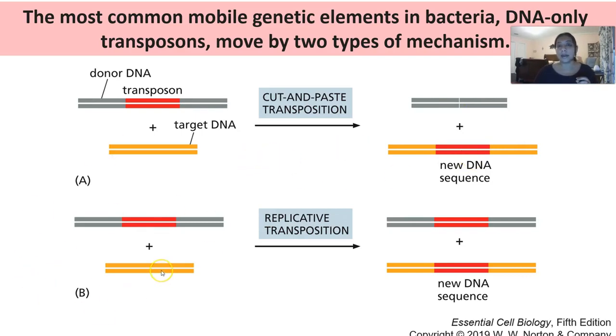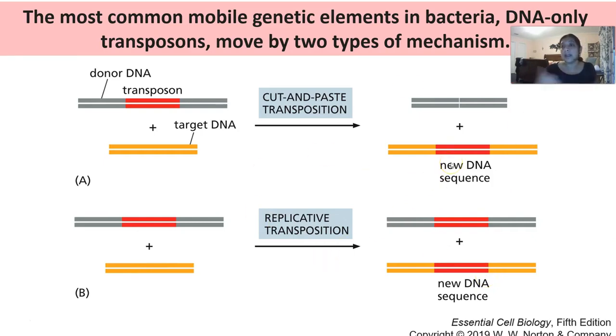The other type is called replicative transposition. In a replicative transposition, the transposon in the donor DNA remains there. It does not get excised. It is instead copied, so that another copy of that sequence is made, and that double-stranded copy is then inserted into the target DNA at the end of the day. So you end up with two copies of the transposon in that genome at that point. So that's the basic difference.